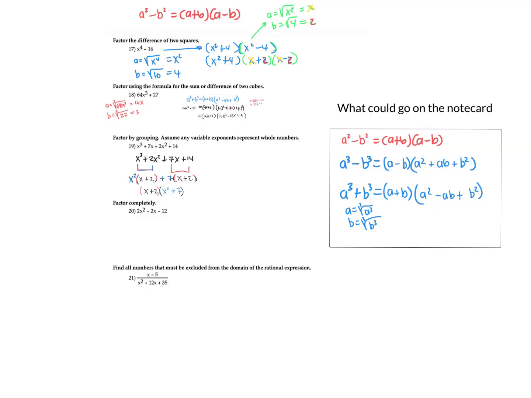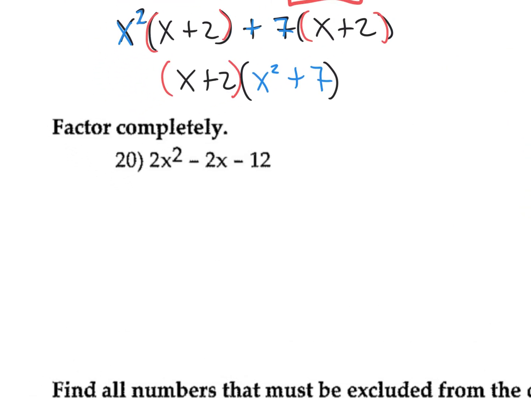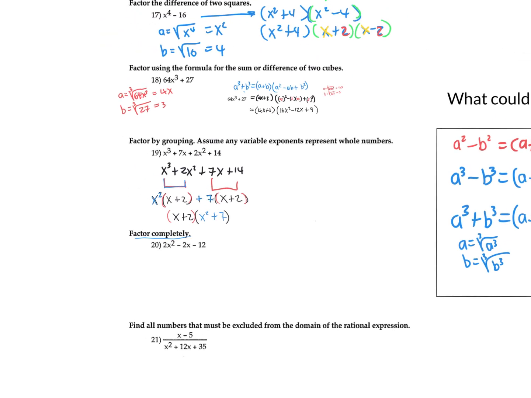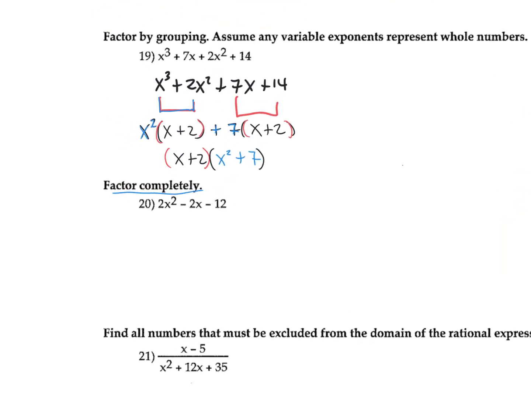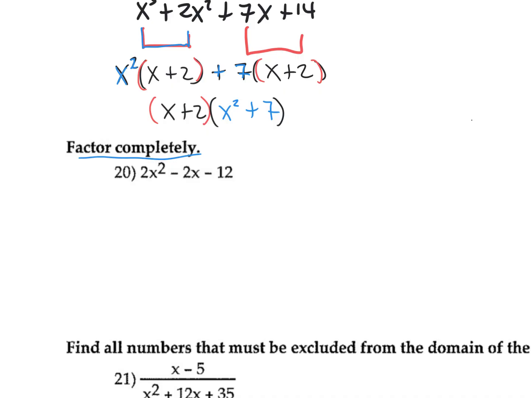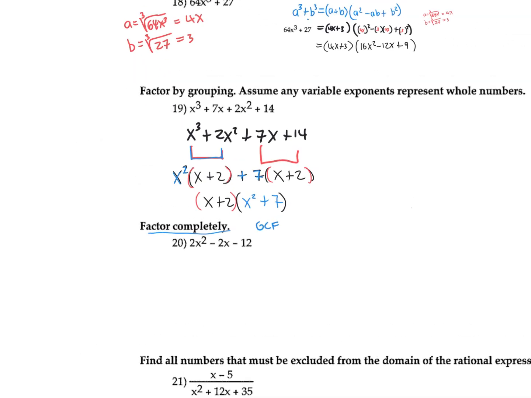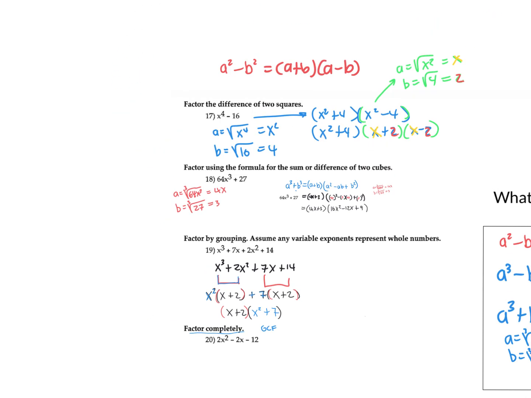Okay, factor completely. This is their way of saying, whenever you're trying to factor stuff, you might want to double check and see if there's a greatest common factor, sort of in the beginning of the process. Now, let's be very clear. There was no GCF that goes into all four of these terms. There was no GCF that goes into these. There's no number that goes into 64x cubed and 27 at the same time.